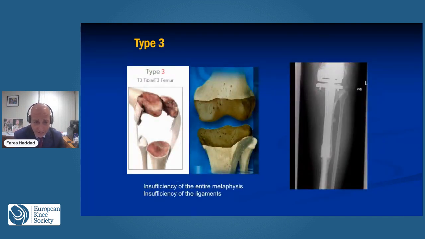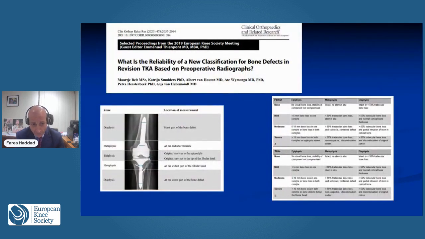And then there's the type 3s, where really the whole world has collapsed. Everything's gone horribly wrong. You've lost the entire metaphysis. You've got insufficient ligaments. And that's a complex reconstruction situation. But I hope I've illustrated the big jump from 2 to 3 that the modern discerning surgeon needs to work his or her way around.